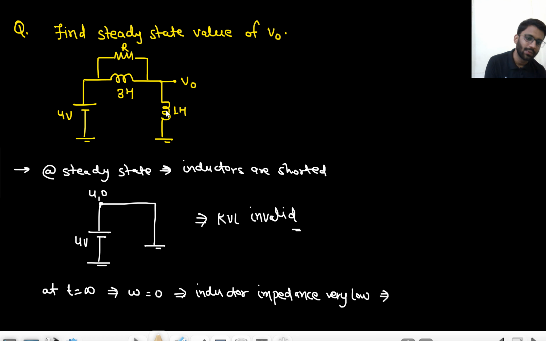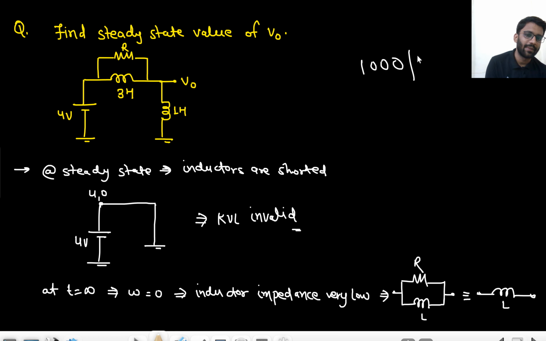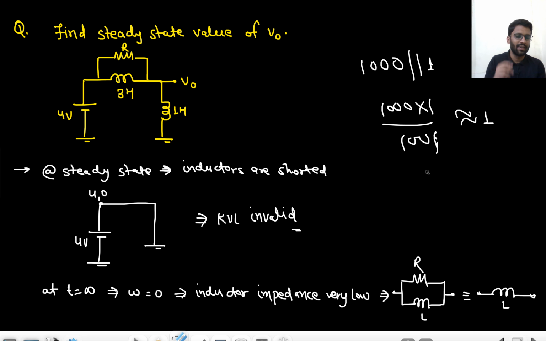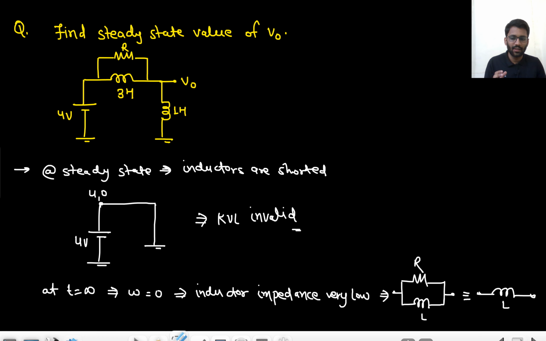So what will happen to the parallel combination of RL? This is very low, this is a finite value. So how will it be replaced? With simply the inductor. Like 1000 parallel with 1 kilo ohm. So 1000 parallel with 1 ohm. It would be 1000 into 1 upon 1001, which is nearly equal to 1 ohm only. So in parallel, we replace that with the lower one. So this combination will be replaced with the single 3 Henry.